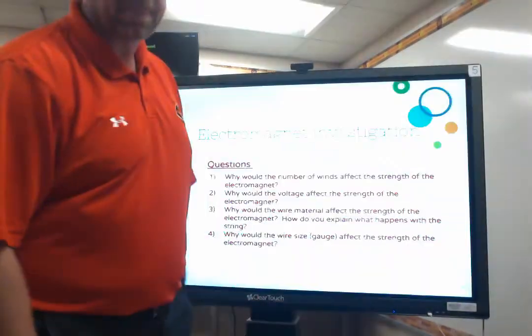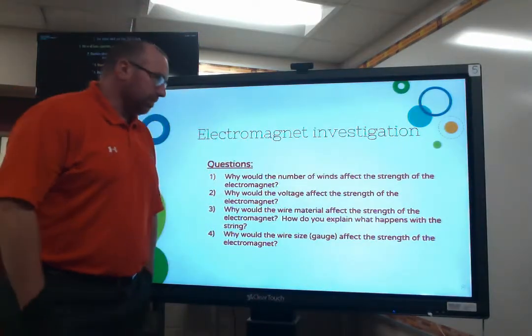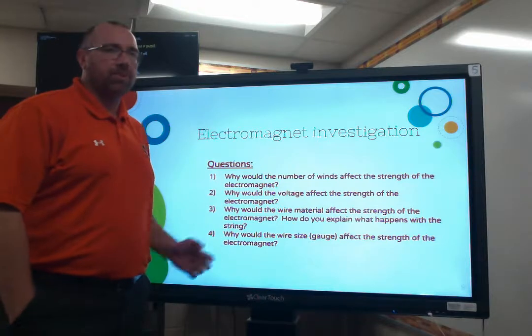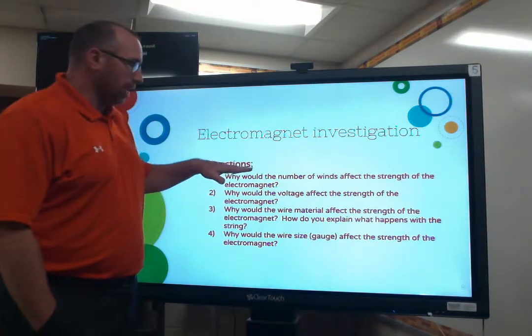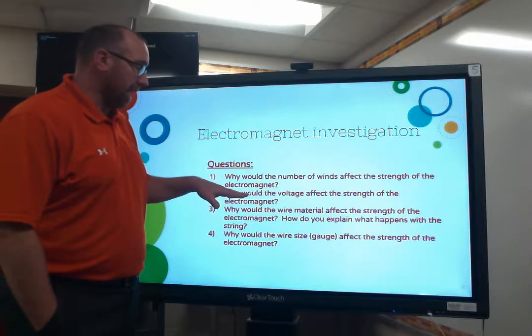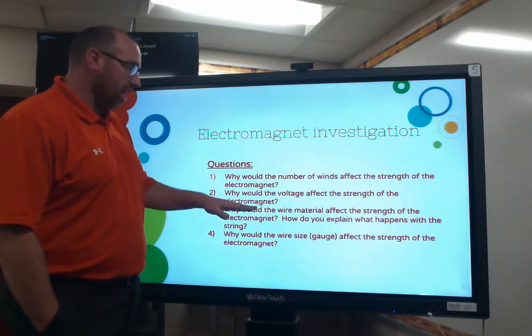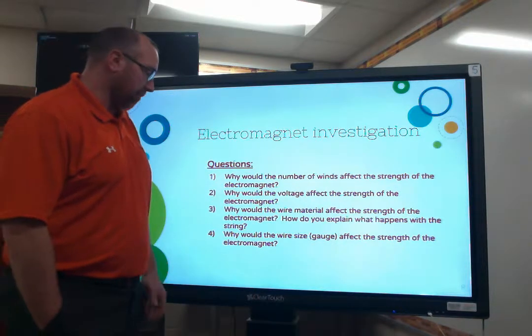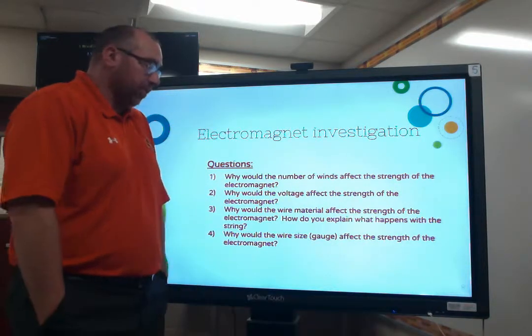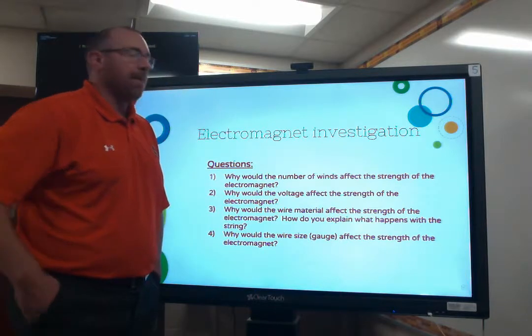So these are the 4 questions that we discussed today with respect to what you saw when you did the electromagnet investigation. Why would the number of wires affect the strength of the magnet? Why would the voltage affect the strength? Why would the wire material affect the strength? And how do you explain what happens with the string? Why would the wire size or gauge affect the strength?